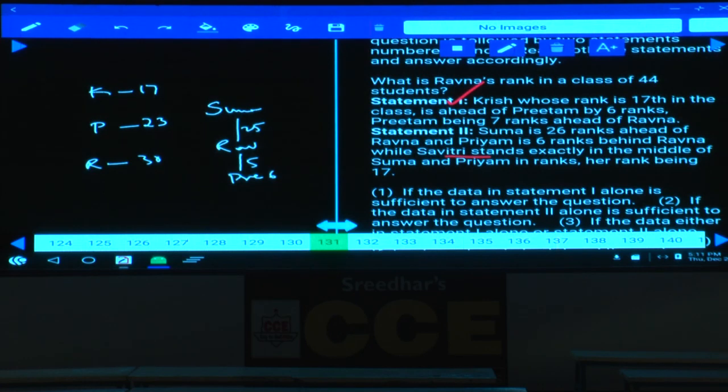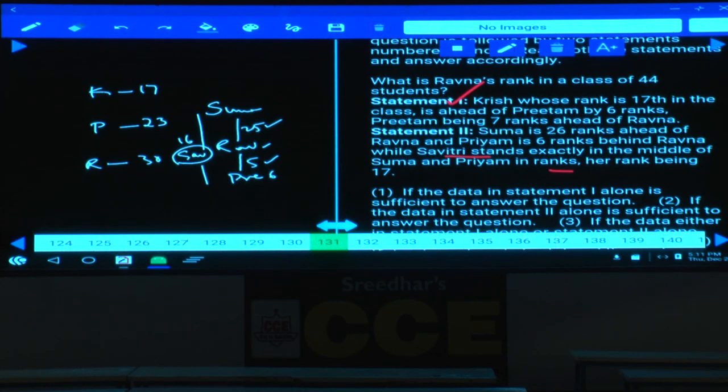Now in total how many persons were there? 25 plus 5, 30, plus 1, that is 31. Among these, Savitri is exactly in the middle of Suma and Priyam, so Savitri's place must be the 16th from either of these two places. 31, exactly middle means 16th ranker. And her rank being 17, exactly in the middle of Suma and Priyam in ranks. Whose rank is 17 here?